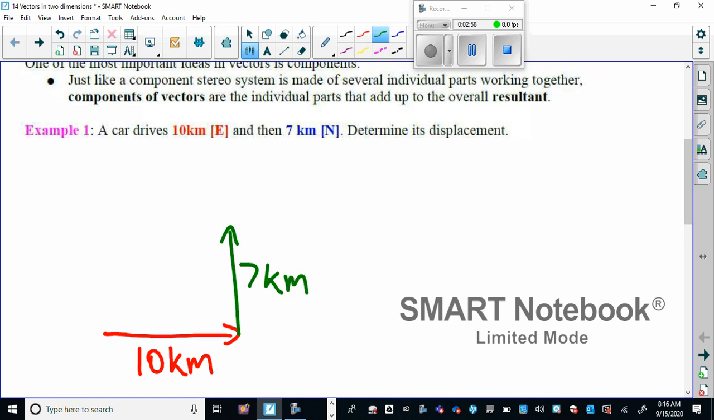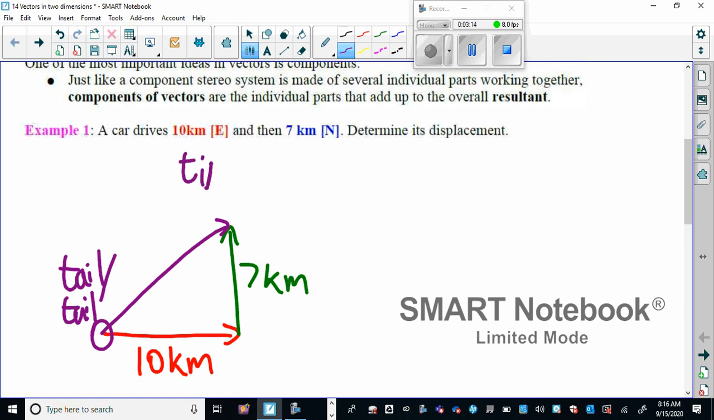And just like one-dimensional vectors, the resultant vector goes tail, tail, tip, tip. Tail, tail, and up here, tip, tip. And that seems pretty intuitive. If I go 10 kilometers to the east and then 7 kilometers to the north, I've gone in a general northeast direction. I say general because if you say northeast, that means exactly halfway between north and east. So I'm going in a general northeast direction, and that's my vector diagram for this.